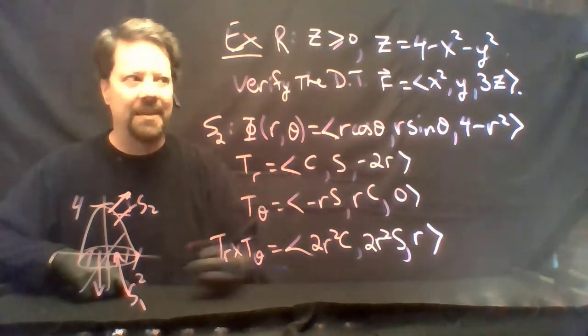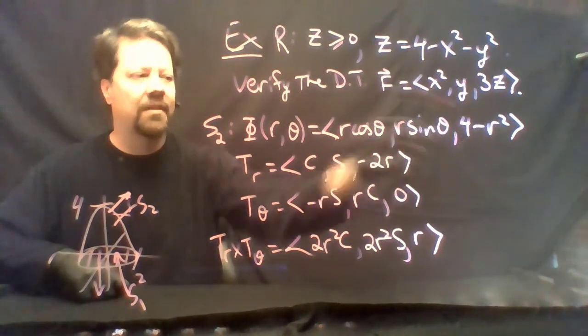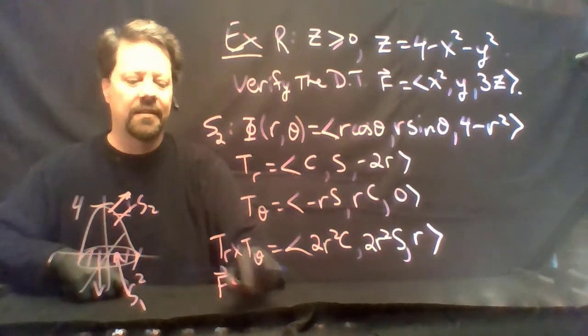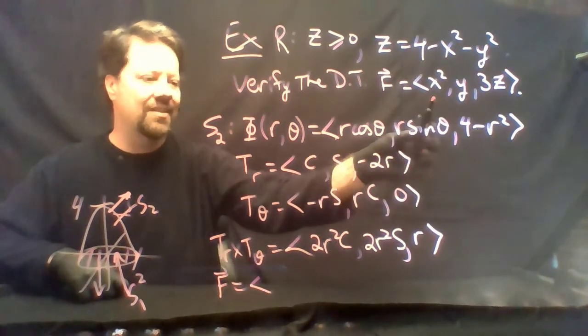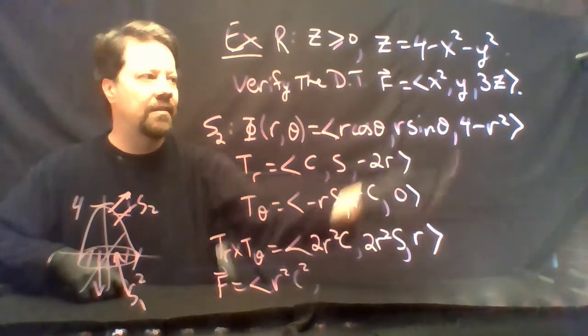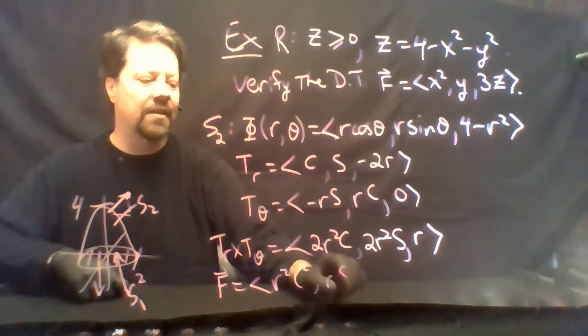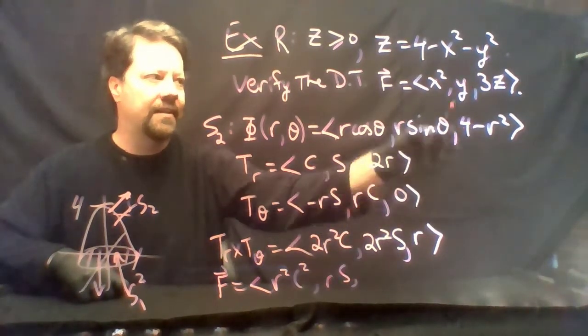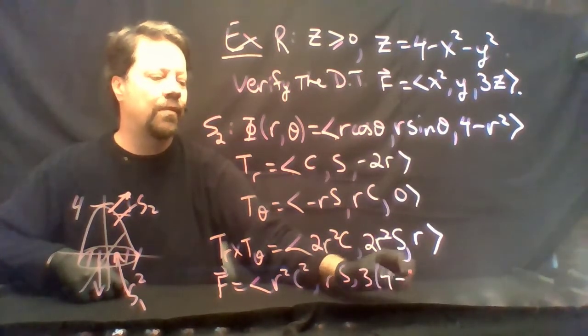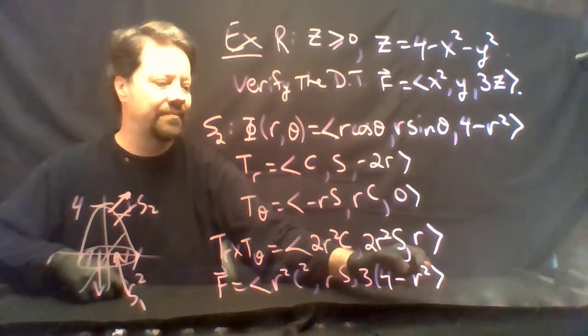The next step is to evaluate the vector field on the surface parameterization. So for us, the vector field will be x squared. That's going to be r squared cosine squared, followed by y, which is r sine, and then 3z, that's 3 times the quantity 4 minus r squared.